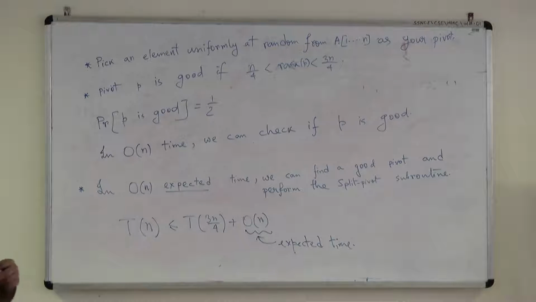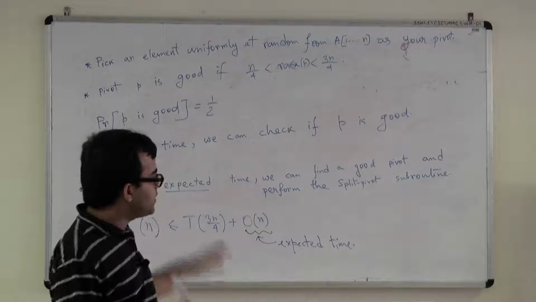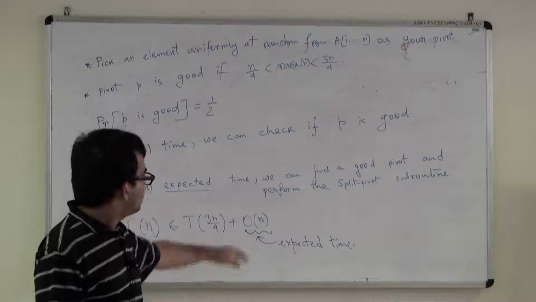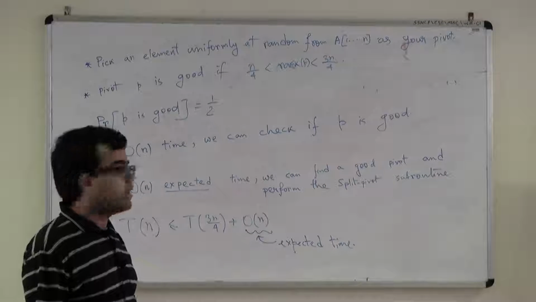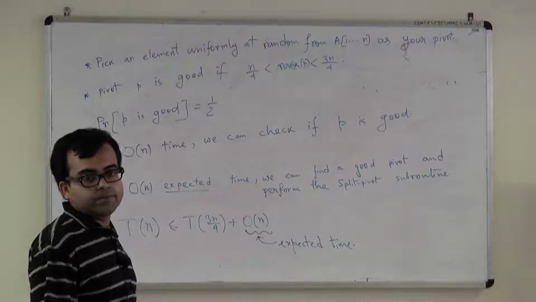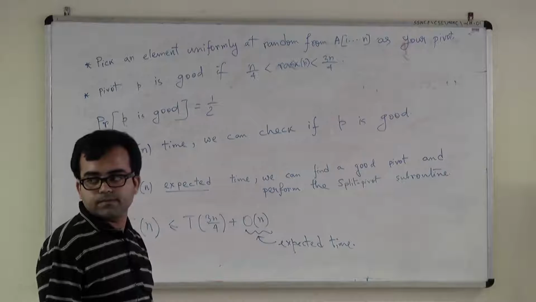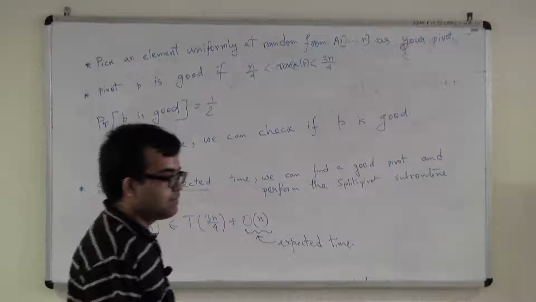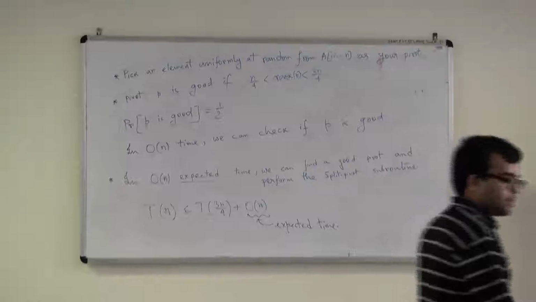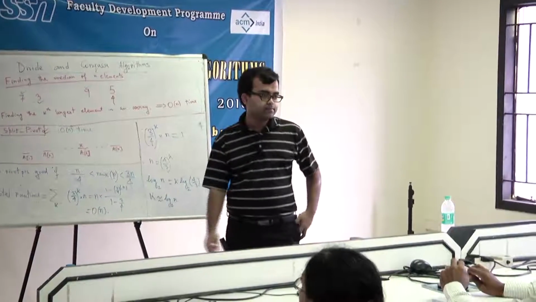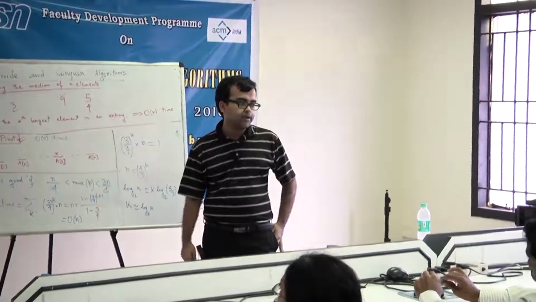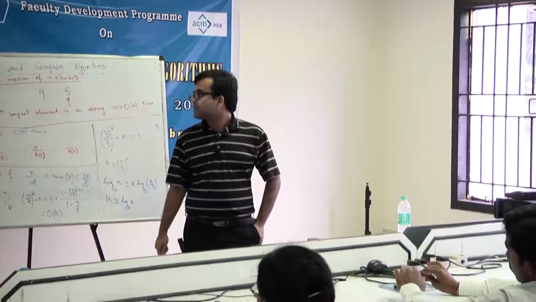Now the point is that there is a more complicated deterministic algorithm that also runs in linear time, but it's much more involved. So the randomized algorithm is extremely simple to visualize what's going on. Okay, so let's stop here. So these were some examples of the divide and conquer technique to get efficient algorithms.